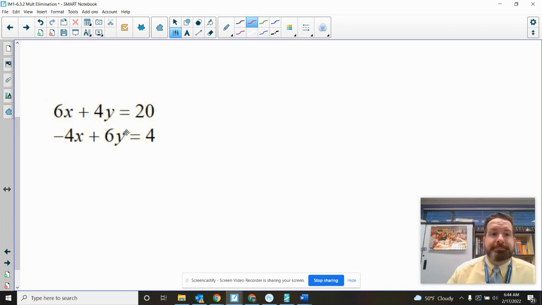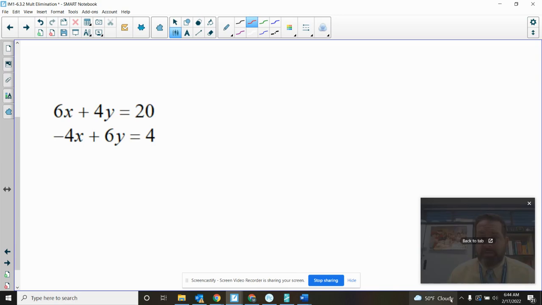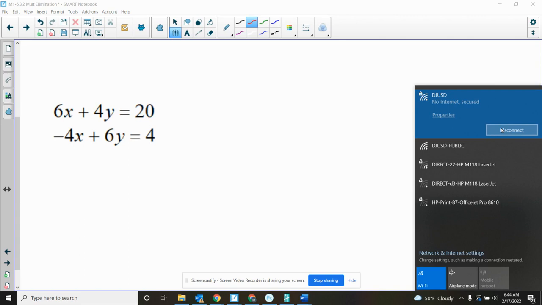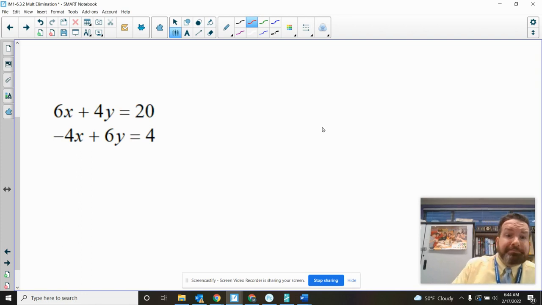Okay, one more here. Once again, I would like you to do a quick pause. Multiply, let's see what happens, and then unpause when you're ready to check. So one method you could use is to multiply the top equation by 4, bottom equation by 6. That'll work. I'm going to use this least common multiple method just to practice it.